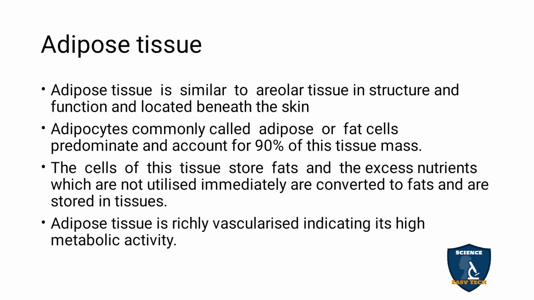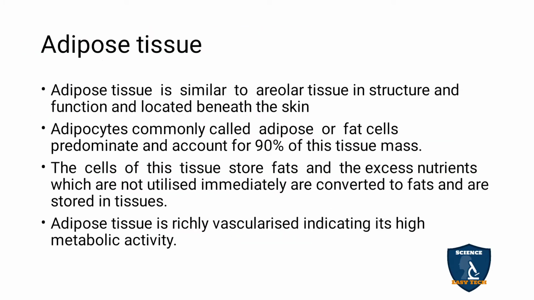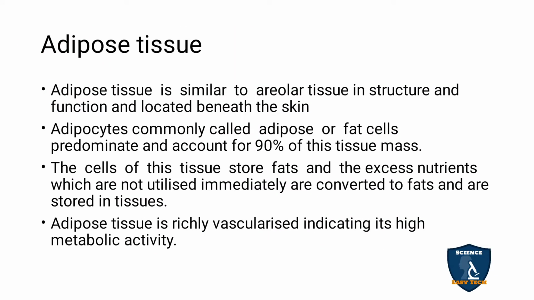Next is adipose tissue. This adipose tissue is similar to the areolar tissue in structure and function, and like the areolar tissue, it is located below the skin. There are adipocytes, which contain fat. The tissue which contains fat is nothing but the adipose tissue. The fat forms about 90% of the tissue matter.